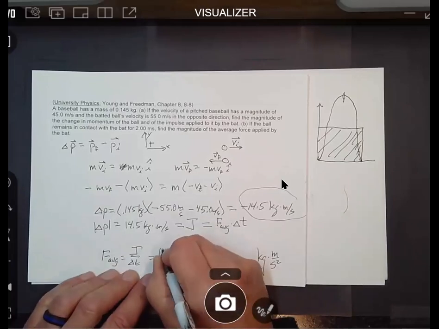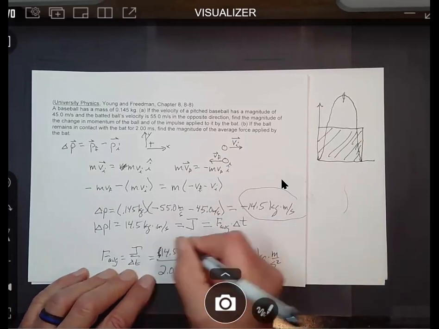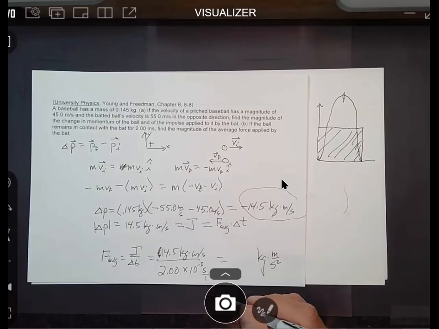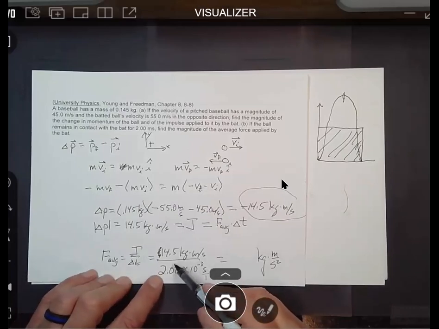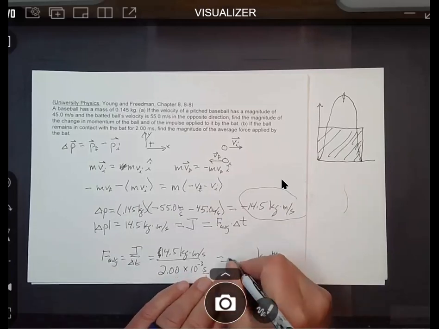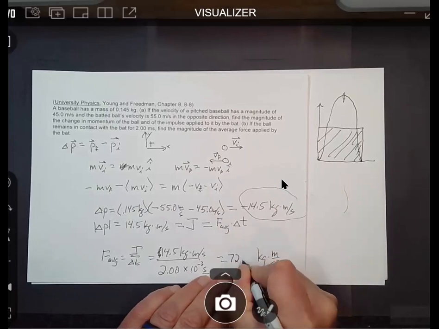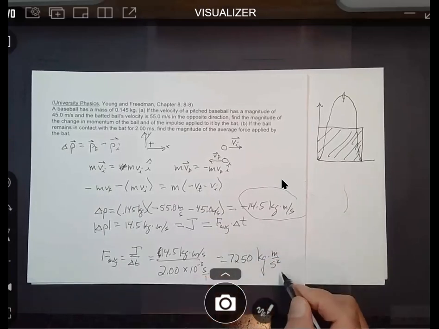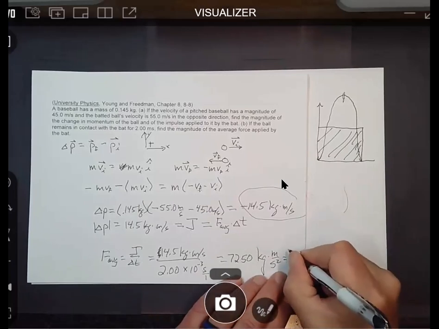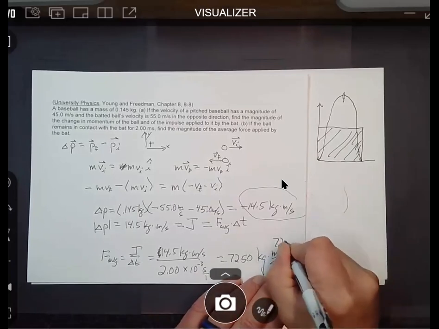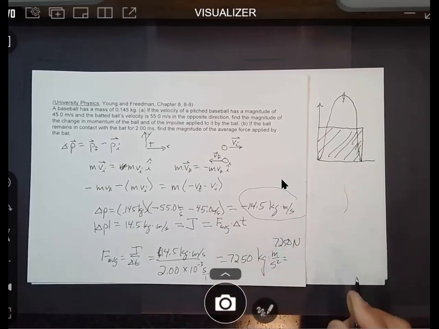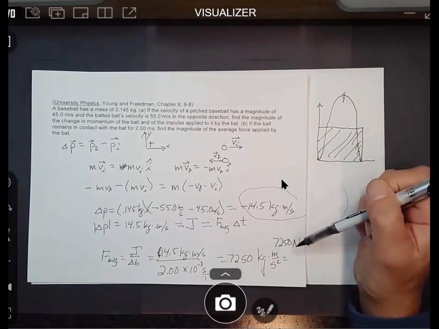Wait a minute. It's supposed to be 4. It is 14.5 by golly. Okay, trying to do stuff in my head. Anyway, 14.5 divided by 2 is going to be 7.25 times 10 to the third, which I could just write as 7250 kilogram meters per second, which is 7250 newtons, which is quite a bit, actually. When somebody swings a bat with full force, it would exert a fairly large force on you for a short time. And that's what happens to be the case here.